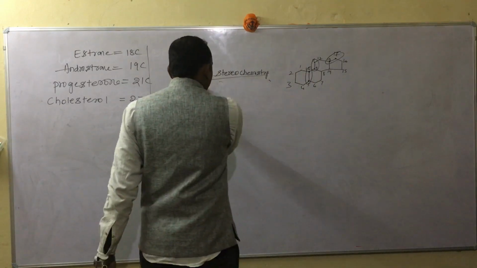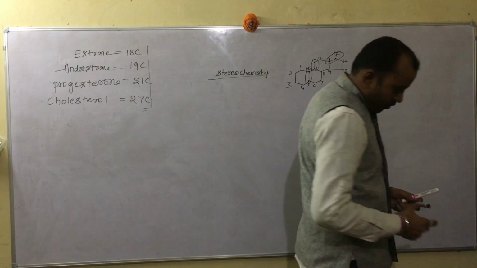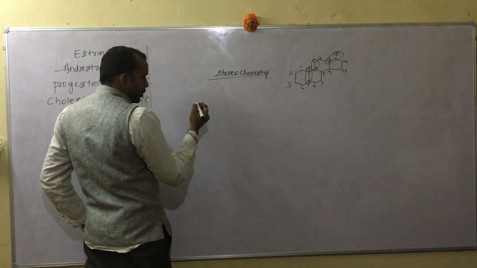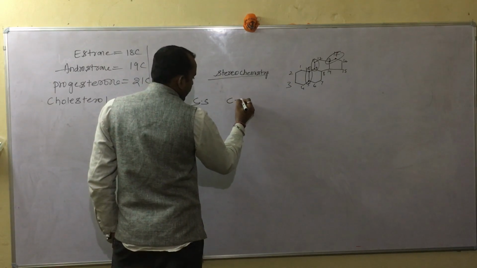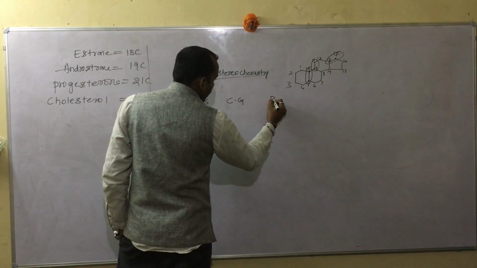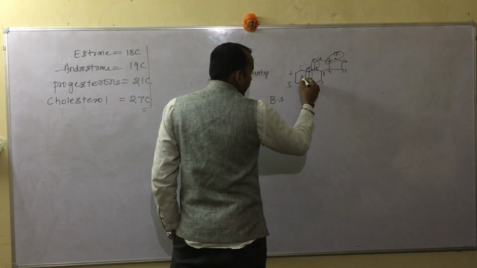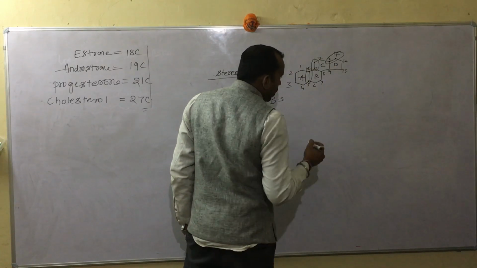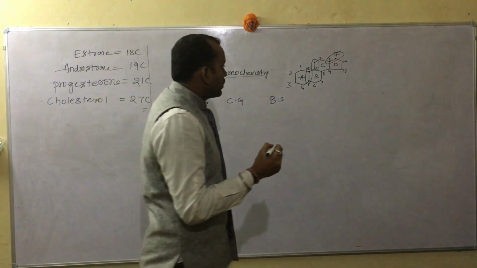When you come to the stereochemistry of steroids. Now steroids, based upon the stereochemistry, are of three types: sex steroids, cardiac glycosides and bile salts. Now this is ring A, this is ring B, this is ring C and ring D. And all the carbons of the backbone are chiral in nature.